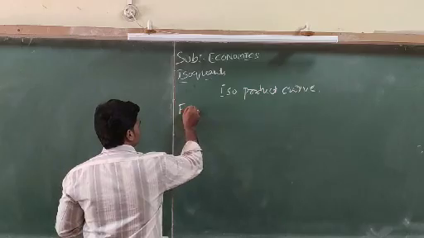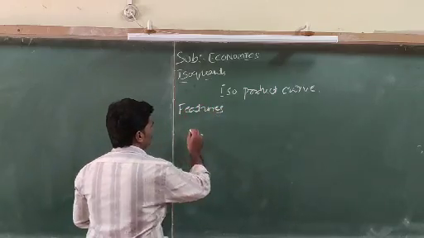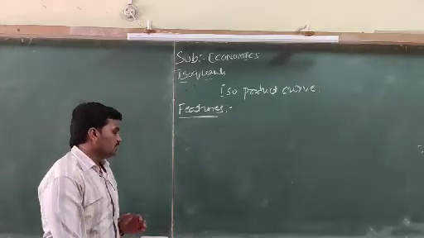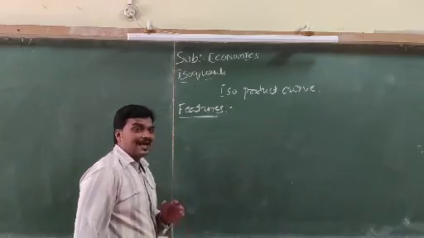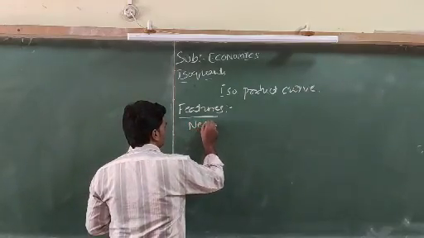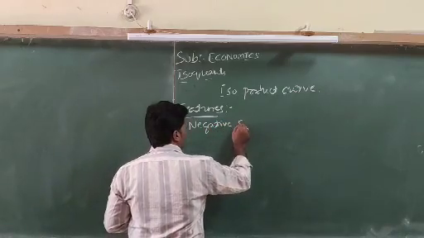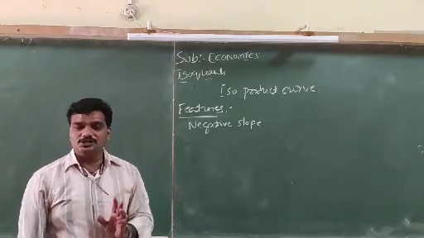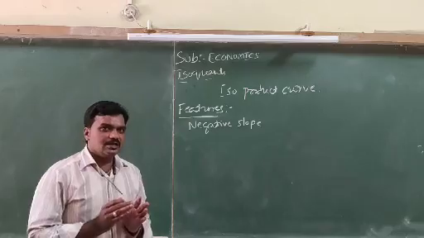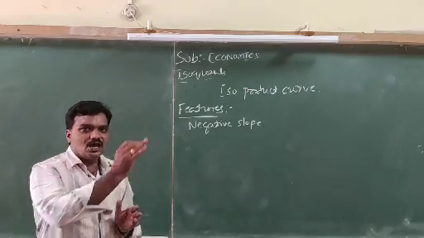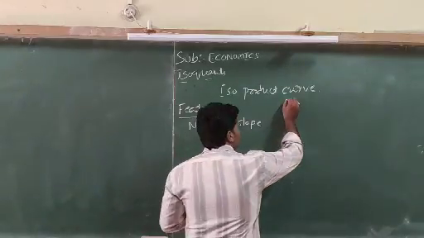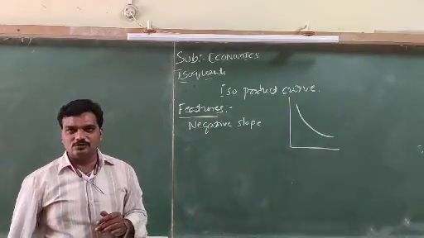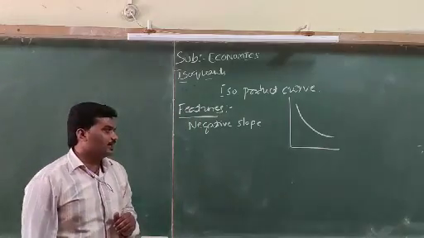So what are the features of isoquants? The first feature is that the isoquant has negative slope. It is not positive, it is negative. It implies that the isoquant curve is downward sloping from left to right. It looks like this. What is the reason for negative slope?